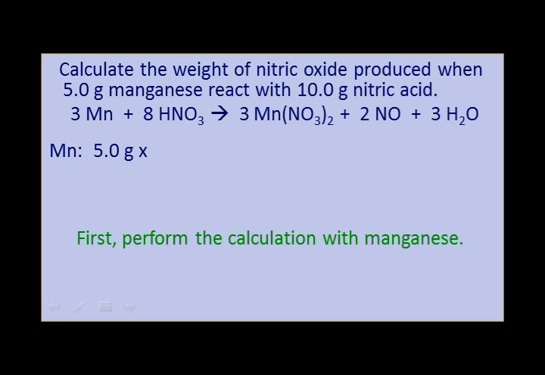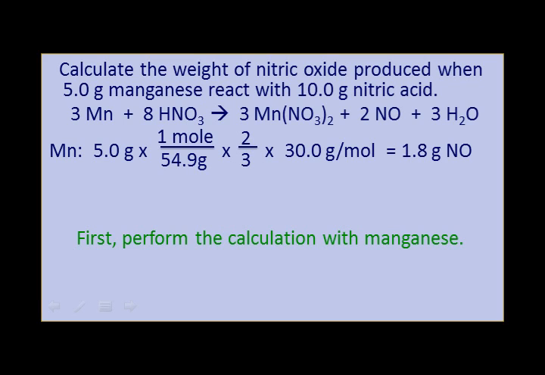So for manganese, we have 5 grams times 1 mole of manganese per 54.9 grams. And we're looking for nitric oxide, so we're going to have a 2:3 stoichiometric ratio times, now, NO weighs how much? It's 30 grams per mole. So if we start with the 5 grams of manganese, and if manganese is the thing we run out of first, we will produce 1.8 grams of nitric oxide.